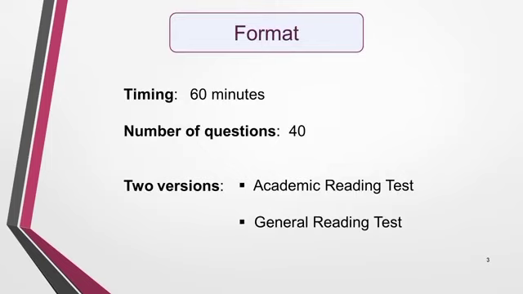First, the format of the test. The reading test lasts for 60 minutes and contains 40 questions. There are two versions, academic and general. The difference between them is in the length and type of texts, but each has 3 sections. Usually the first section will be the easiest and the last one the hardest.